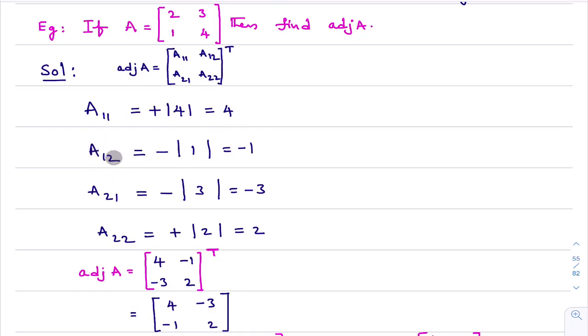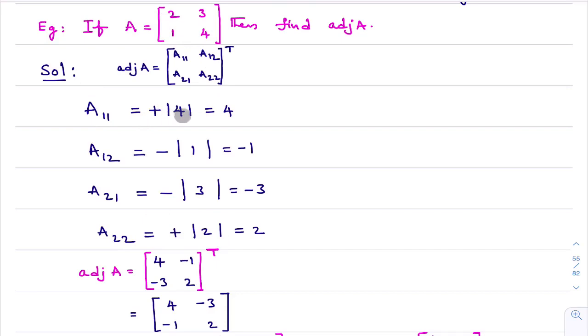Right. Now, A12. What is the minor of this element? Minor of this element is the determinant obtained by deleting first row and second column. See here, delete first row, second column, determinant of 1. I hope you are understanding, right? Now, what is the minor of this A21? It is the determinant obtained by deleting second row, first column. Delete the second row, first column. What you got here? 3. Determinant of 3. Right? A22. How you will get the minor of this element? Minor of this element is the determinant obtained by deleting second row, second column. Delete the second row, second column, determinant of this. I hope you are understanding, right?